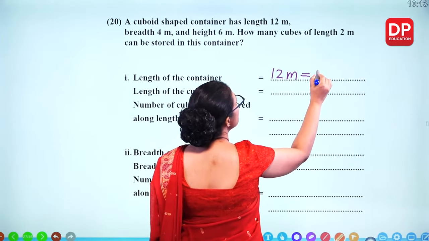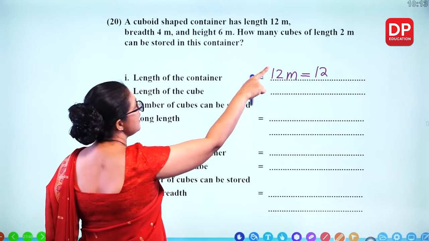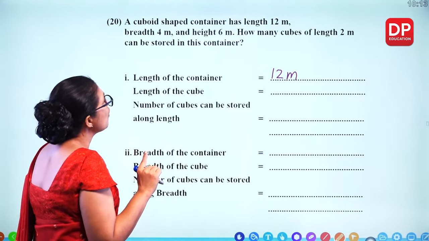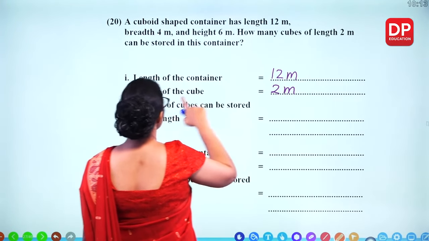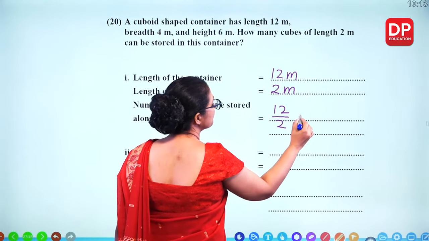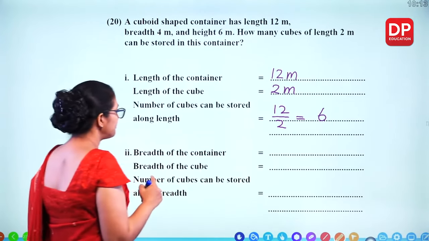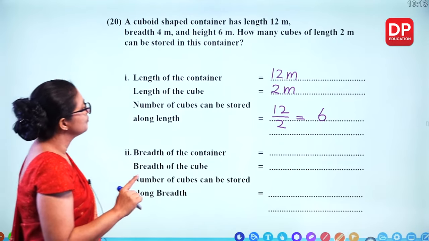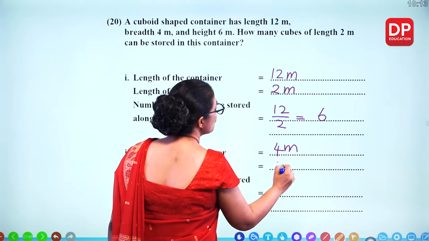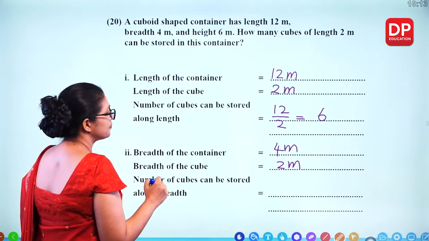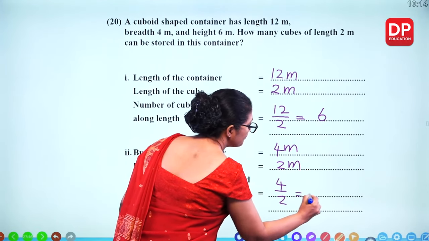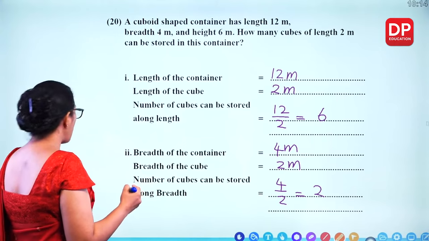We can write in centimeters. 1,000, you don't need because the other one also in meters. So we can keep in meters. Length of the cube, 2 meters. So number of cubes can be stored along length, 12 divided by 2. That's 6. Breadth of the container, 4 meters. Breadth of the cube is same, 2 meters. So, number of cubes can be stored along breadth, 4 divided by 2. That's 2.